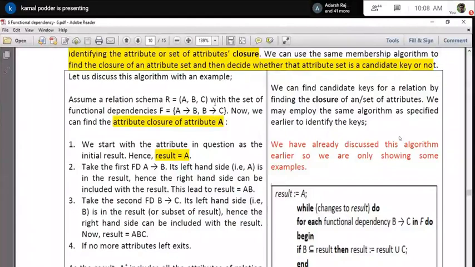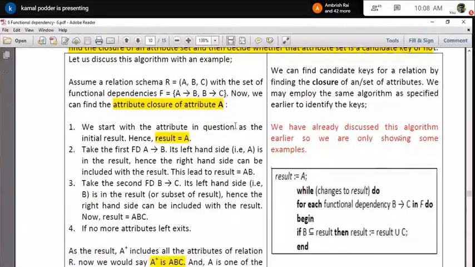Say in the first example, we take a very simple relation R consisting of A, B, C. These are the three attributes. And suppose in the functional dependency set we have identified these two functional dependencies. Not many, because let's start with a very simple one, and then gradually go to the complex ones. B depends on A, and C depends on B. So these are the two FDs.